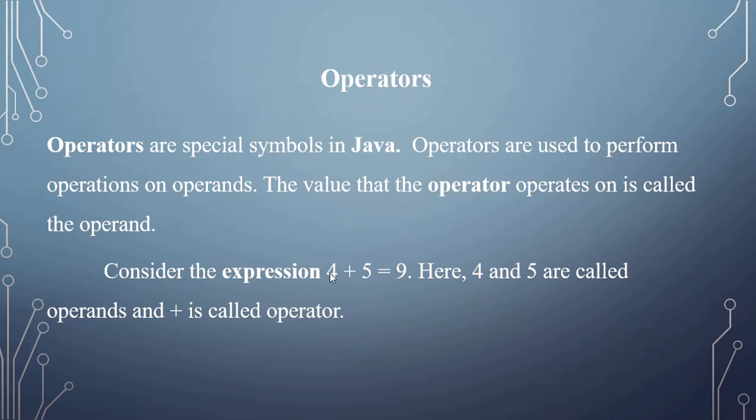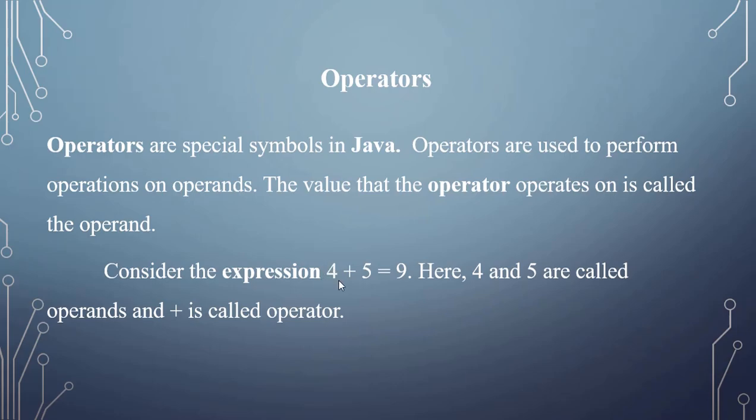Okay. Let's take this example. Here 4 plus 5 is equal to 9. So this is called the expression. So what is an expression? A combination of operands and operator that forms a single result is called the expression.